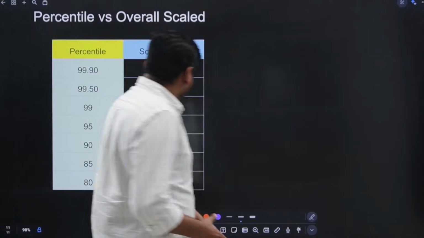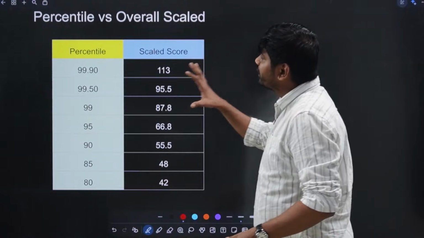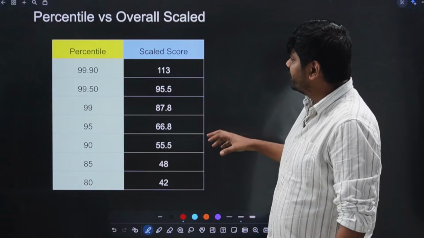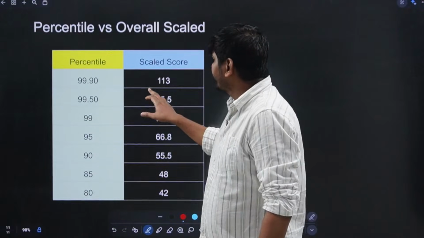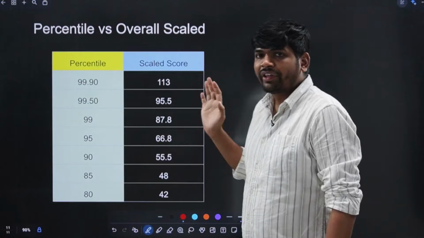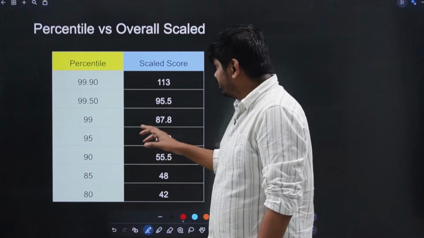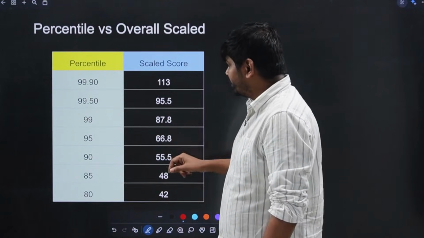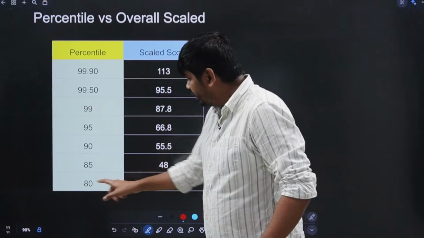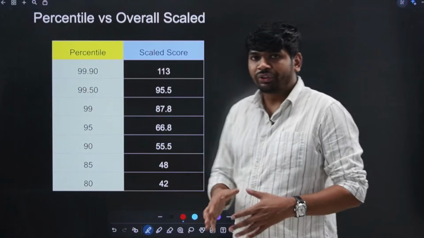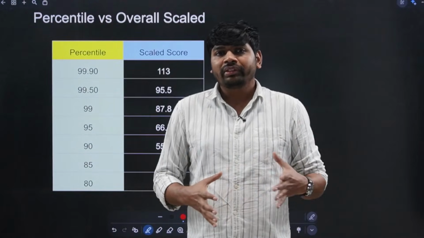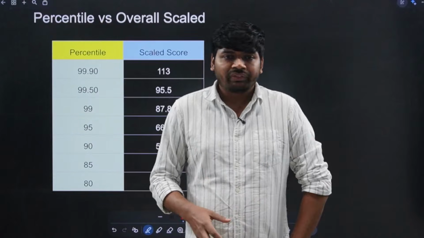Now this is what percentile versus overall scaled marks will look like. If your scaled score is 95.5, you will get 99.50. If your scaled score is 87.8, you will get 99 percentile. And for 80 percentile, you need a scaled score of 42 marks. This is what we have obtained from the response sheets that we have received so far.